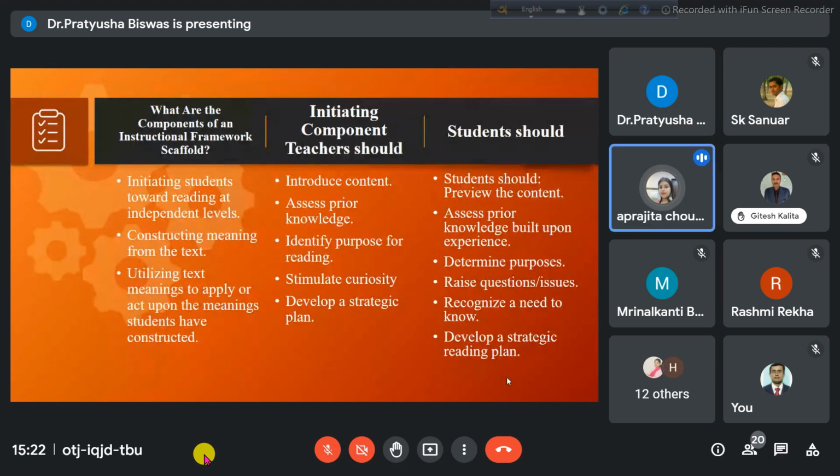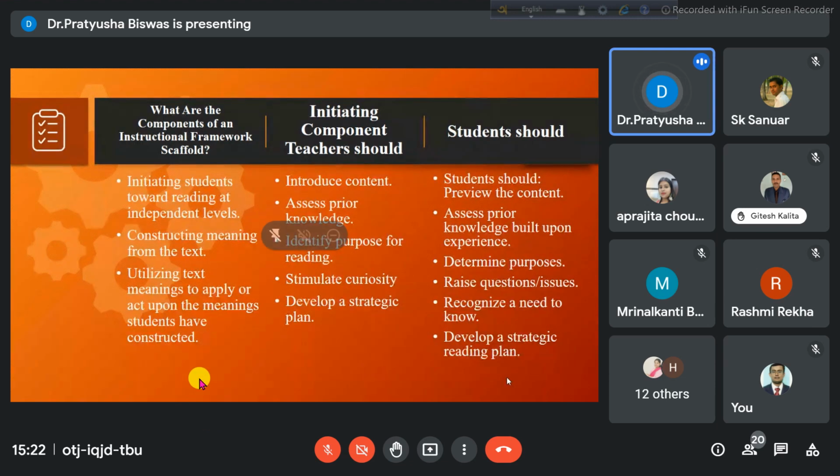Yes, ma'am. Which point do you want me to read? Initiating components. The first point is introduce content. The second point is assess prior knowledge. The third point is identify purpose of reading. No, I want you to read what the components of an instructional framework are.